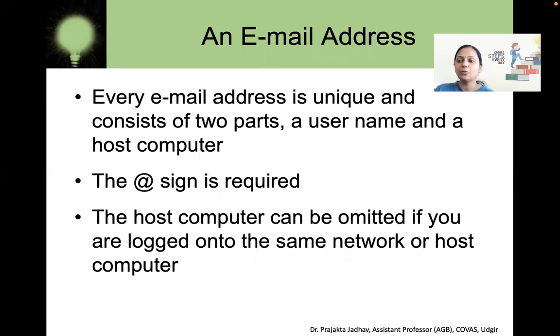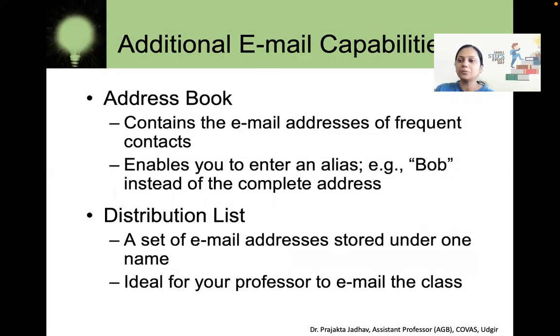So if you want to receive mails also, you must give your email address to other people, so that they can mail you. Then there is an address book. These are some additional capabilities that an email will have for you. Once you send a mail to somebody and you save that contact in your address book, it will be available for you the next time. You don't have to type it again and again. It will be made available by the email itself. Your address book will save the contact.